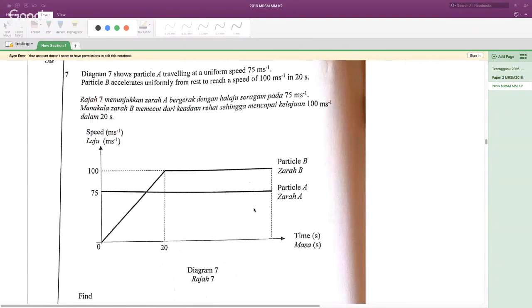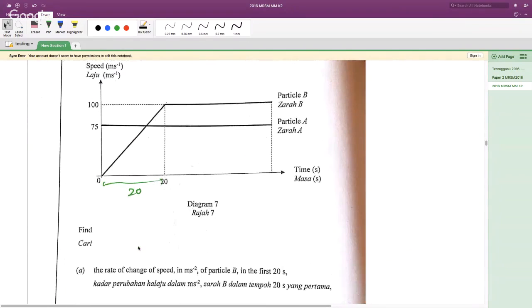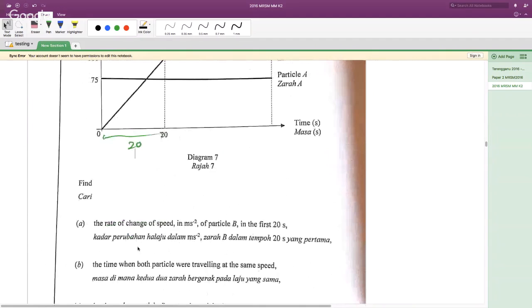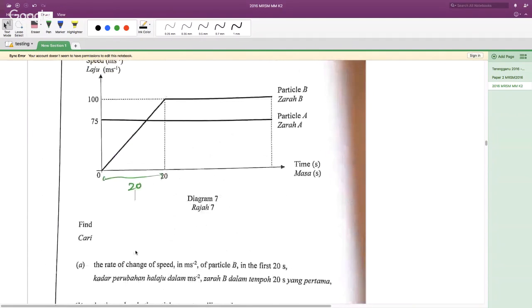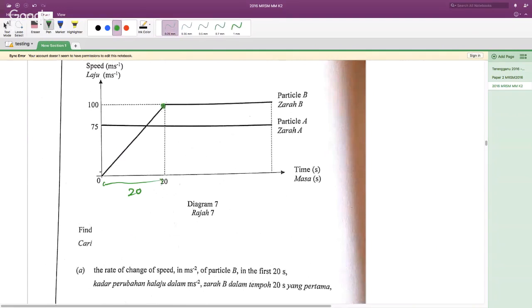Okay, diagram 7 shows a particle A traveling at a uniform speed of 75. So obviously uniform speed all the while. And then particle B accelerates uniformly from rest, meaning from 0 it keeps on increasing the speed to 100 in 20 seconds. Obviously it's mentioned here, 20 seconds. So find the rate of change of the speed of particle B in the first 20 seconds. That means you need to find the gradient. The rate of change basically is the gradient over here.